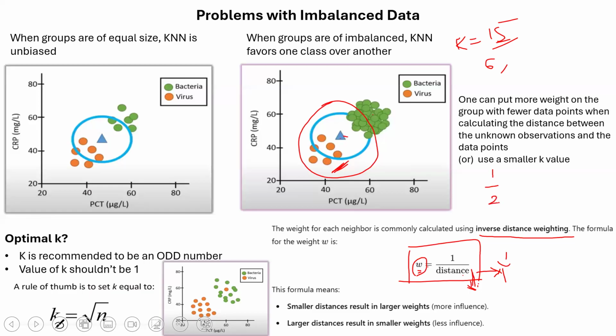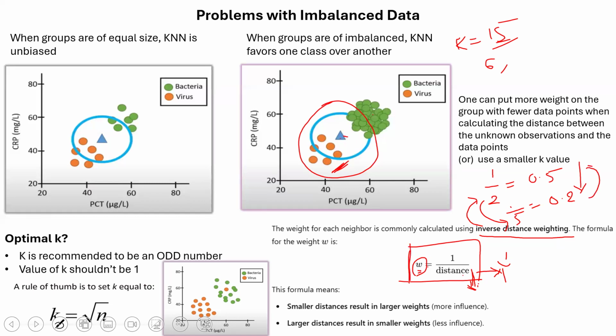When distance is equal to 2, what is the weight? Weight is equal to 0.5. When distance is equal to 5, weight is equal to 0.2, right? So when distance is decreasing, weight is increasing, and vice versa. They are inversely proportional to each other.